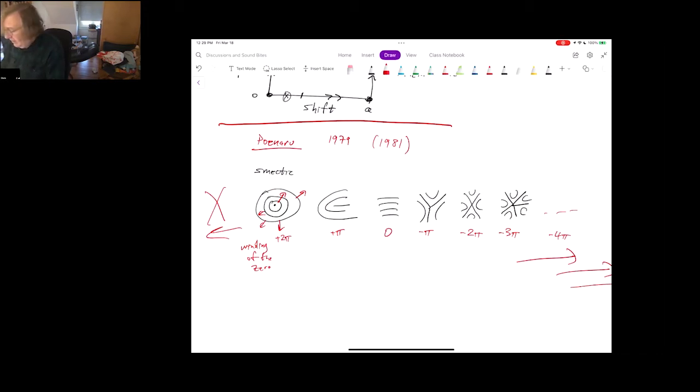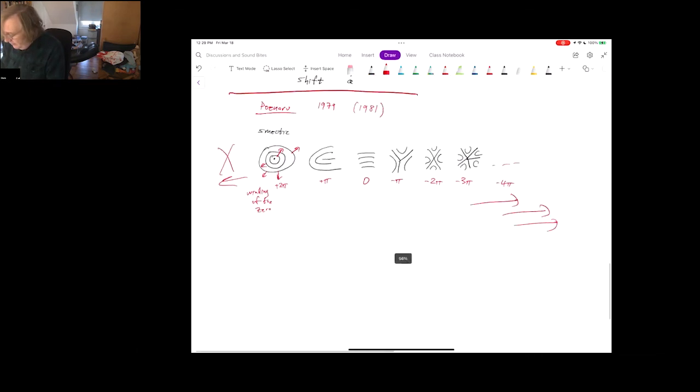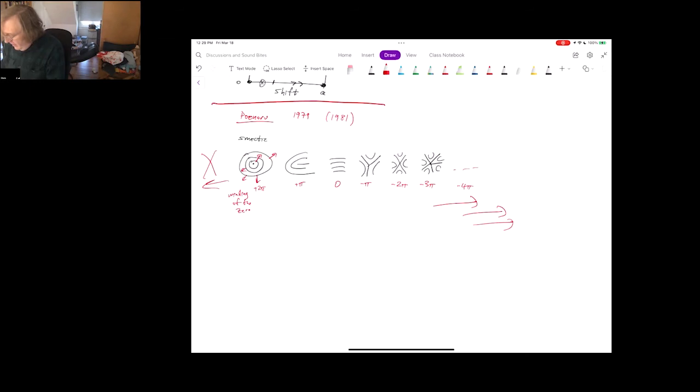In any event, the theorem is that if you have a smectic, then you can have a defect in a smectic that looks like this. You can have a defect in a smectic that looks like this. You can have one that looks like this. You can have one that looks like this. These are the layers. Right?